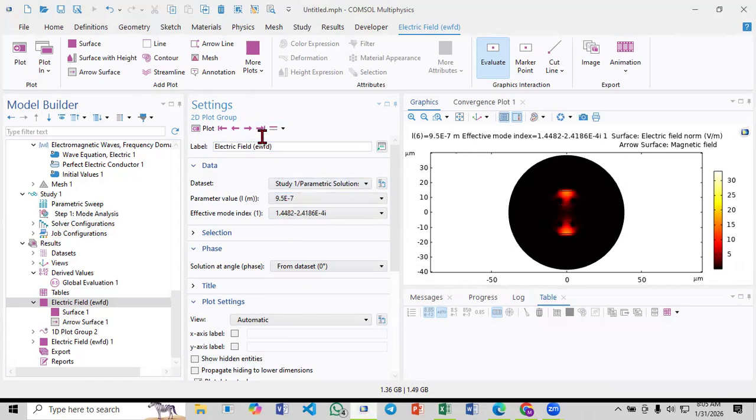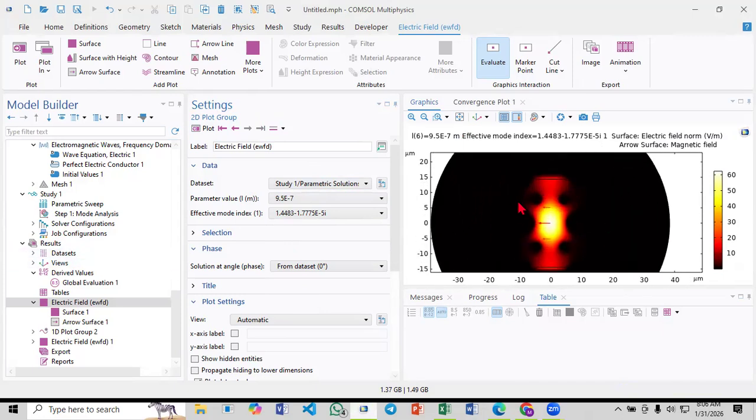Total 950, and then we have to search for the core mode. Look at this one, this is the core mode. Check the real part of this core mode. The real part of this core mode is 1.4483. So the real part of SPP will be very close to this value actually.